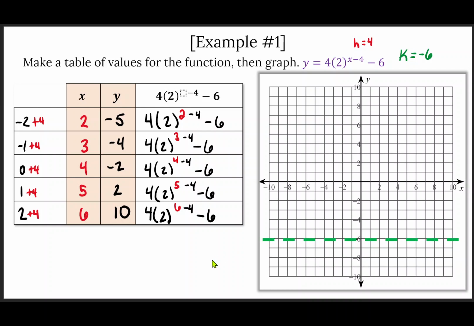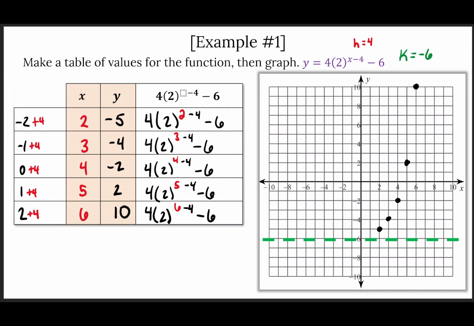When we put the ordered pairs, you'll kind of see what that looks like. Let me put these dots on the graph here. 2, -5. 3, -4. 4, -2. 5, +2. And then 6, 10. It doesn't really look like much, but this graph is starting to curve kind of down and left, if you want to say it that way, but we will not get any lower than that green line.